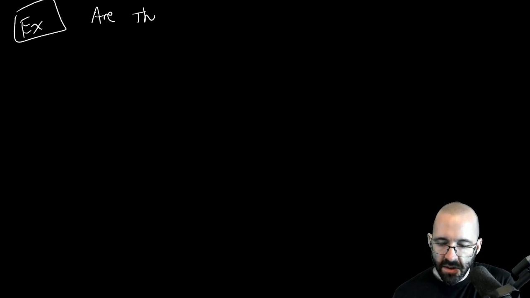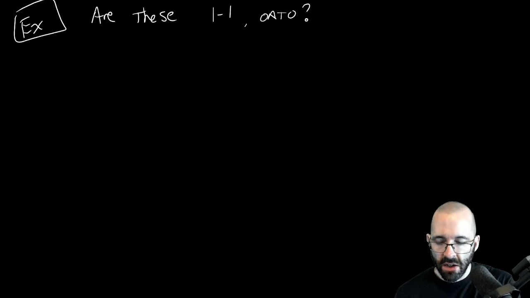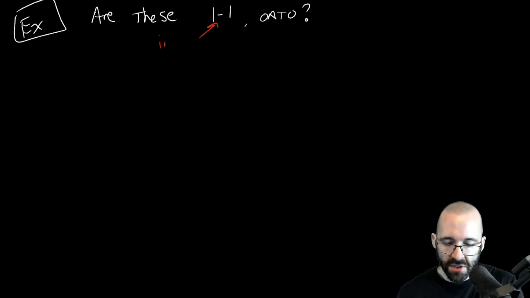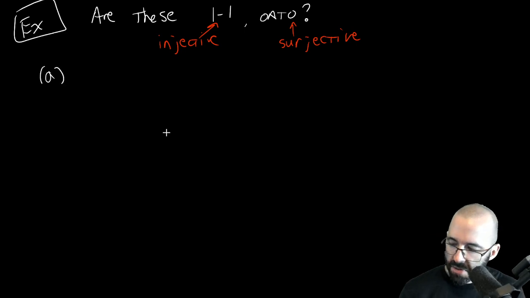Are these one-to-one, injective, and onto, or onto, I should say, surjective? Remember, this just means injective, and this just means surjective. Let's look at a few examples.